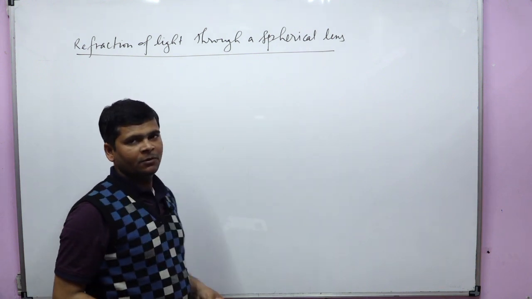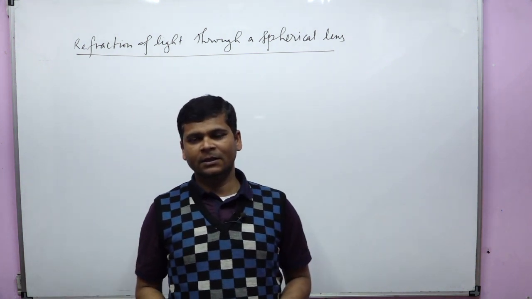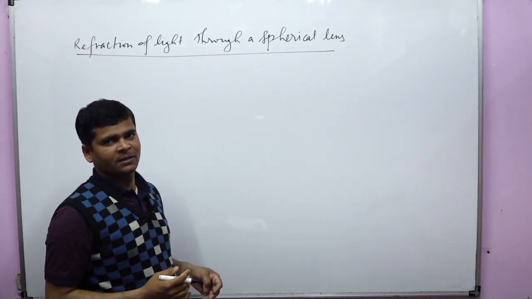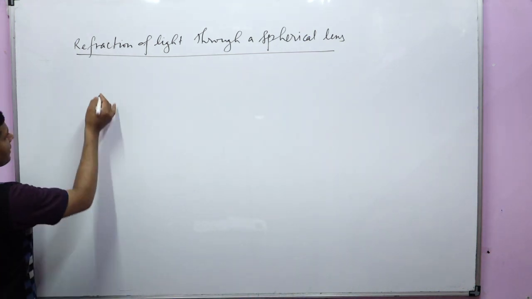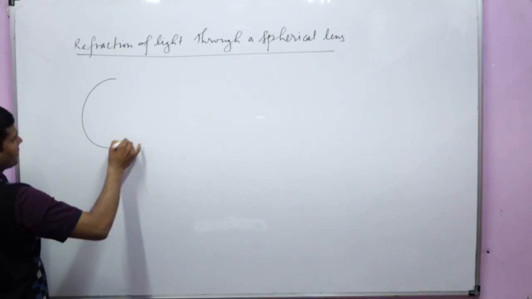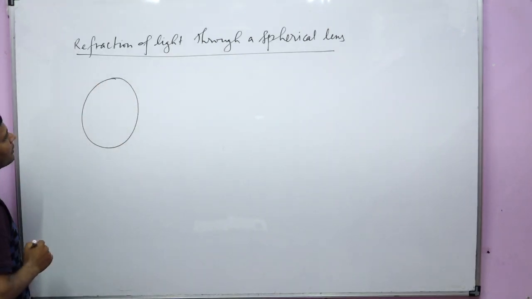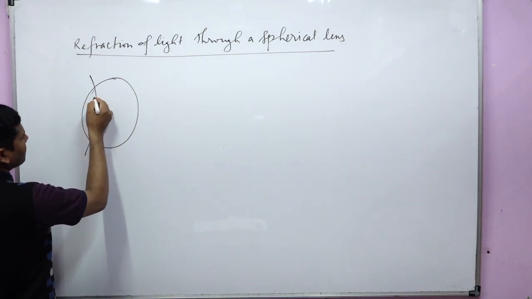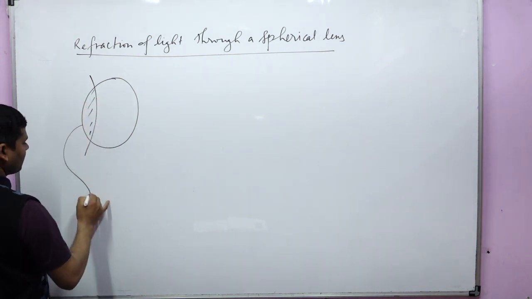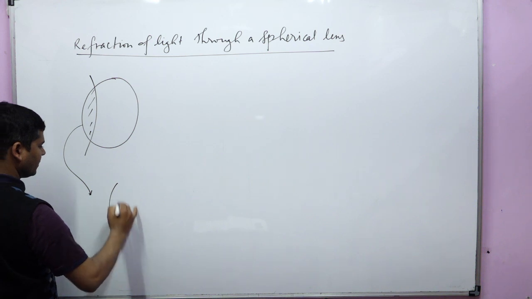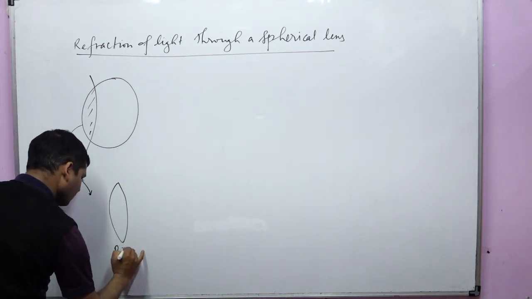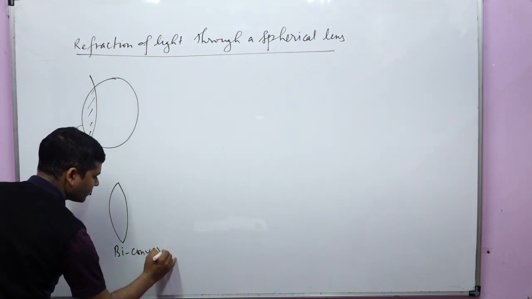So before we go further, let us understand what are spherical lenses. Why do we call them spherical lenses? Imagine that this one is a sphere, and if you cut this portion, then which shape lens you will get? You will get biconvex lens.